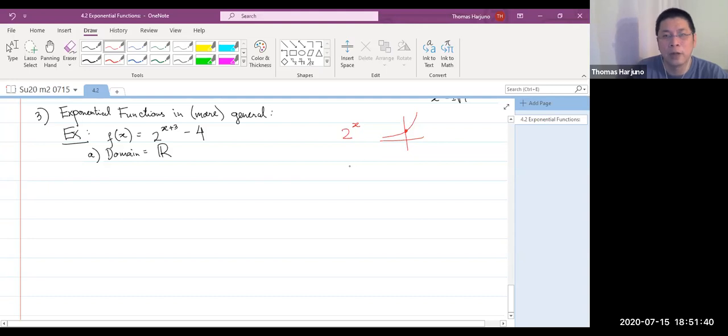Then what happens if I have 2 to the x plus 3? Then we will move 3 units to the left. So the y-intercept now kind of moves here.